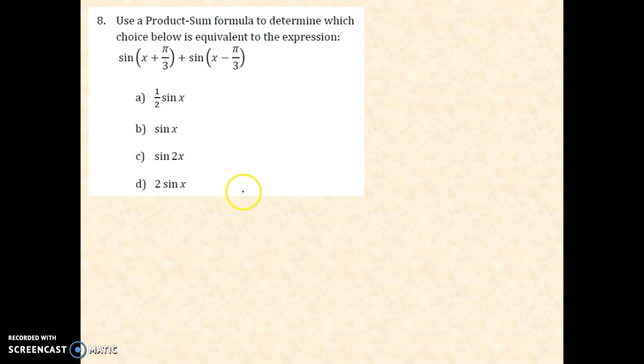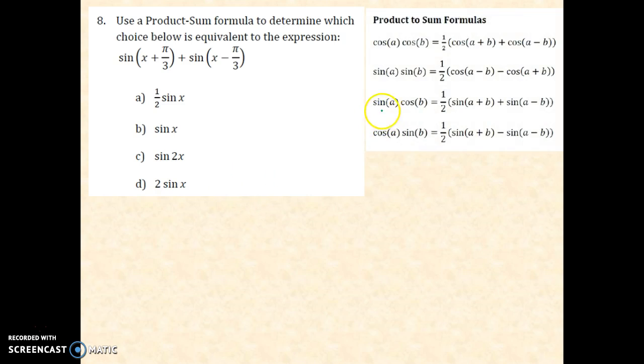Use a product sum formula. Okay, so what's a product sum formula? Here's our product sum formulas. Which one should we use? Well, this format matches up better with the right side of these equations.